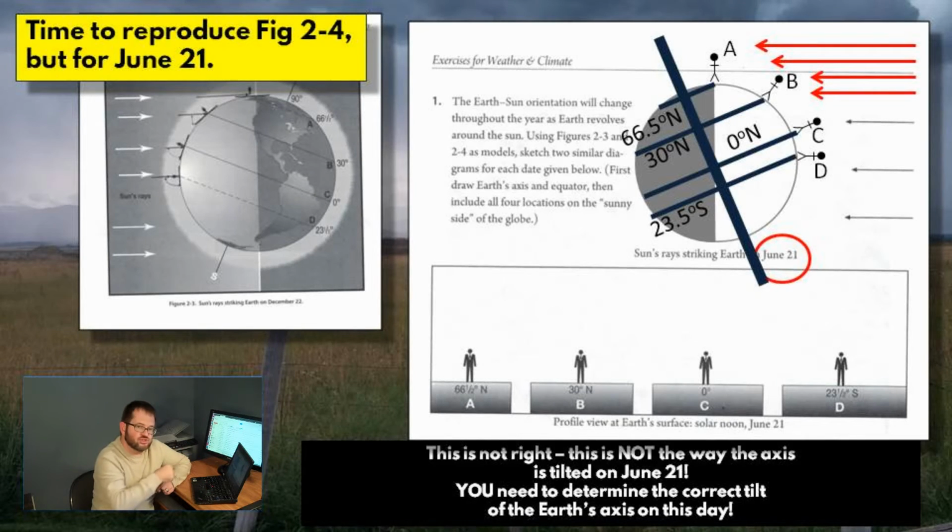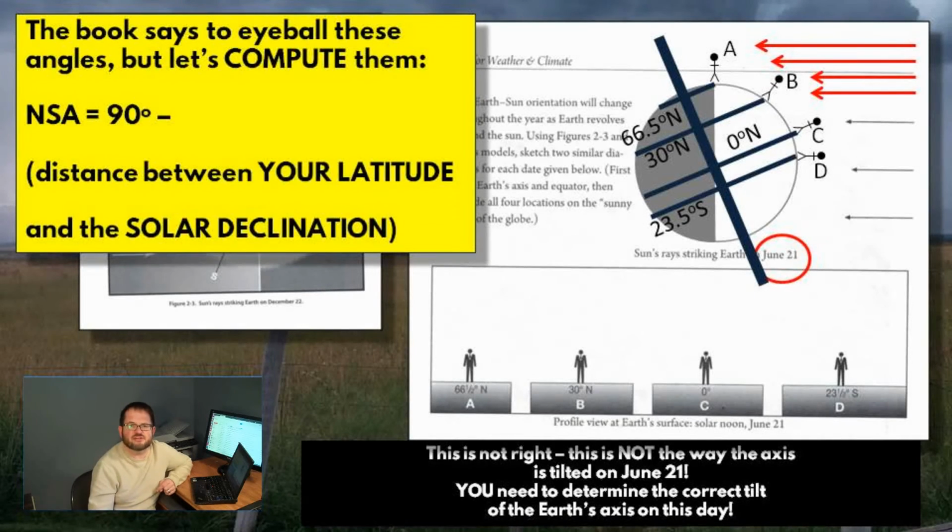Now, there is an example, 2.4, in your book where they've got these 4 people, person A, B, C, and D, and there are the rays of sunlight hitting their head. Now, the book says to eyeball them or estimate, but to be honest, that doesn't work very well. If you just estimate them, you won't have estimated them very accurately, and you won't be able to answer the questions about this problem. So instead, we're going to actually compute them. My experience is that works better.